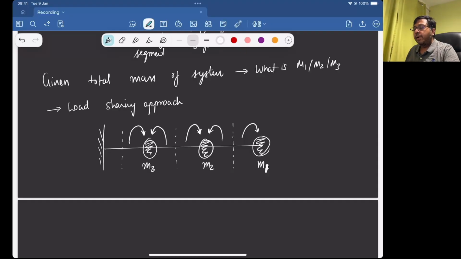So it's a very simple idea that whatever mass was there in this overall system, we are converting that into the mass of each segment. Once we have the mass of each segment, we are taking half of the mass of the segment, giving it to the right side node, and taking half of the mass of the segment and giving it to the left side node. Half goes to the right node, half goes to the left node. So if the mass of the segment is constant, then it's m by 2.